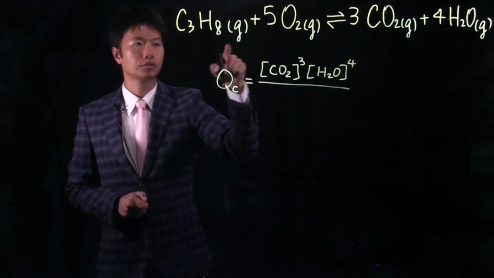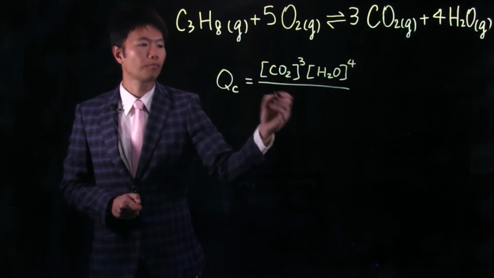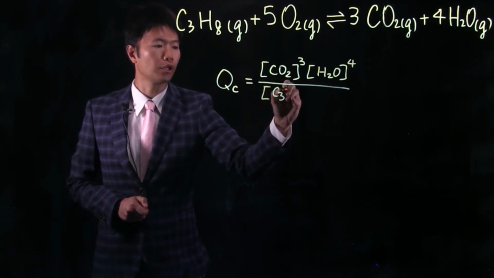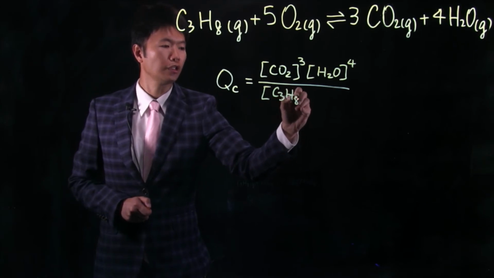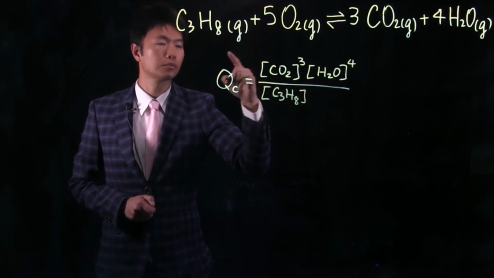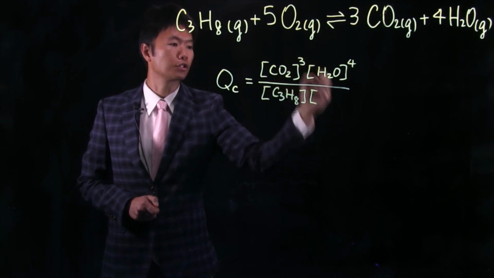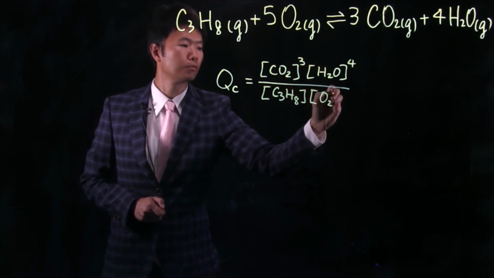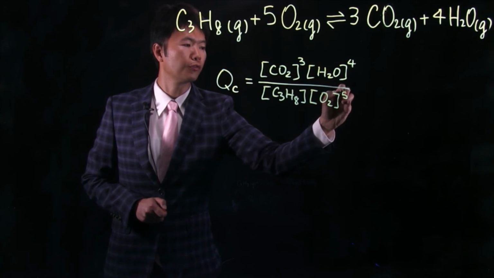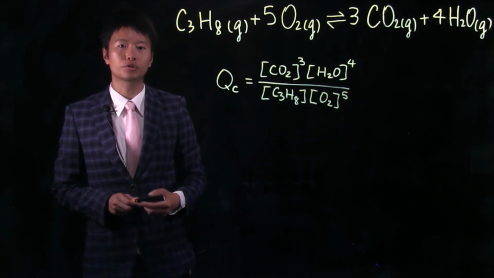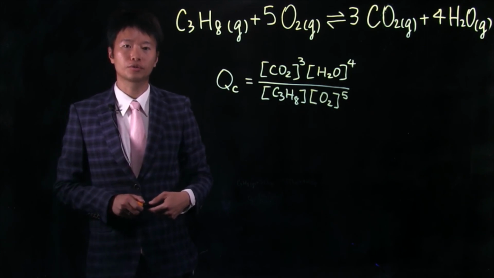divided by the concentration of the reactant, in this case the propane gas, C3H8, and then this is only to the 1st power, times the concentration of O2 raised to the 5th power. That's it. This is the reaction quotient for the combustion reaction of propane gas.